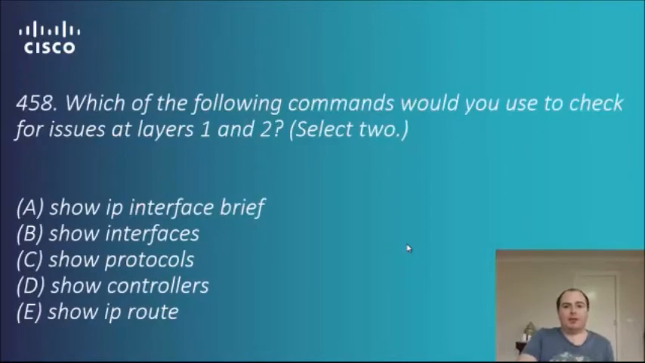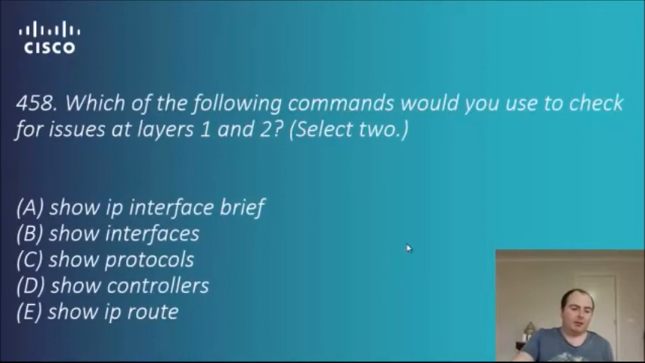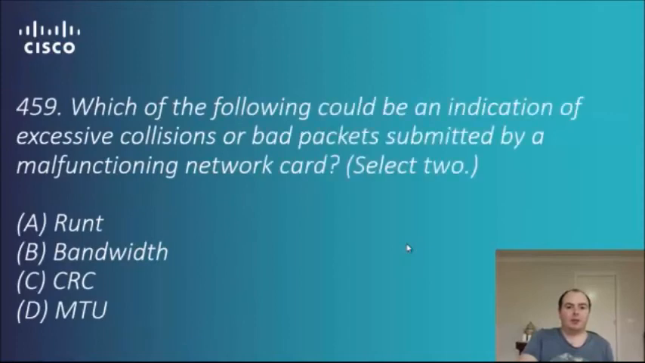458, which of the following commands would you use to check for issues at layers 1 and 2? Select 2. So you've got show IP interfaces brief, show interfaces, show protocol, show controllers, show IP route. So for this one, it is B and D. Show interfaces, show controllers. So if you remember, layer 3 from the other ones involved the IP interface brief, and the IP route as well as the protocols. So therefore, it is interface and controllers which deal with layer 1 and layer 2.